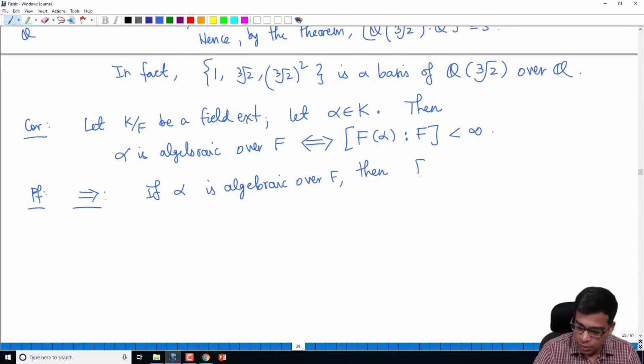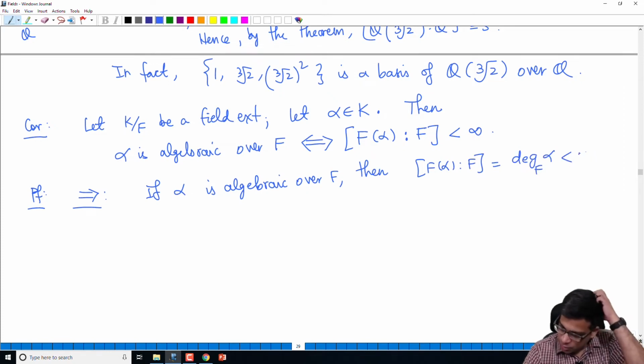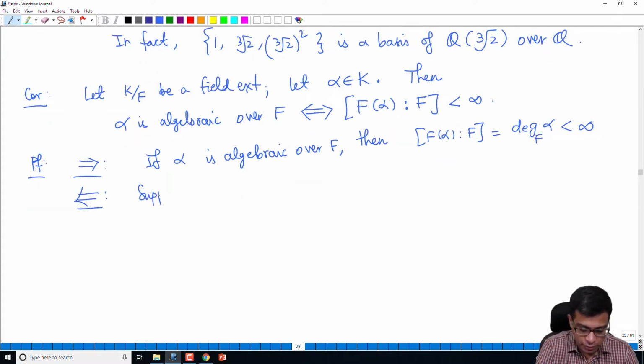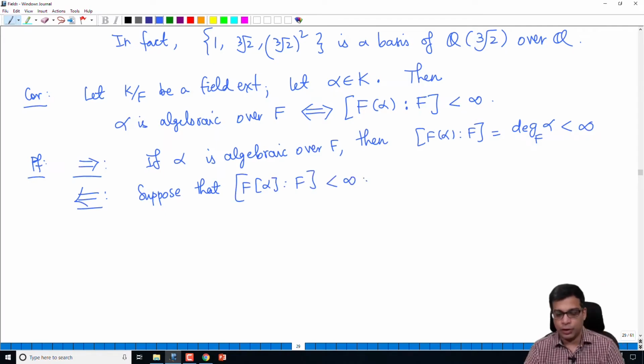then by the theorem the degree of the field extension is the degree of the element over F, which of course is a finite number, right? Because if alpha is an algebraic element, its degree is the degree of its irreducible polynomial, which is actually a number. So it's a finite number. This is an immediate corollary of the theorem. Now suppose that the degree of the extension is finite. We want to show that alpha is algebraic, and this uses the proof of the theorem.